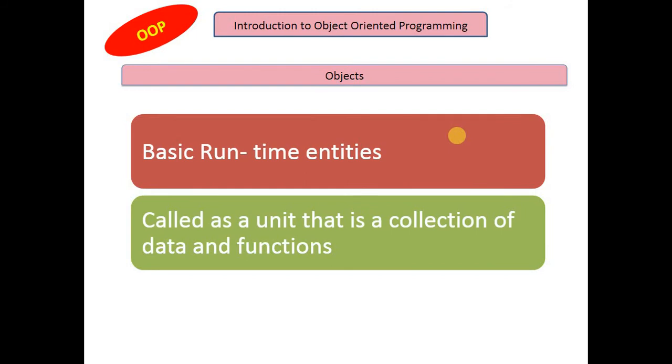Now, why runtime entities? Because these are the entities which collect the data and function, and they take up space inside the memory at runtime. That is why objects are said to be the basic runtime entity, and they are also known as a physical instance of a class.